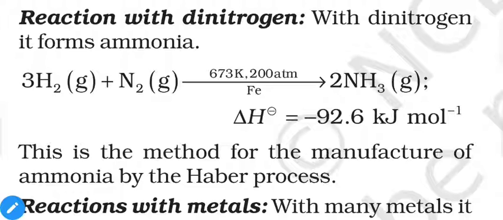With nitrogen, hydrogen produces ammonia, and this reaction is also known as the Haber process for the production of ammonia. Simply, N2 and H2 won't react with each other in normal conditions because both of them are inert. But at high temperature and high pressure in presence of a catalyst, they will produce ammonia.